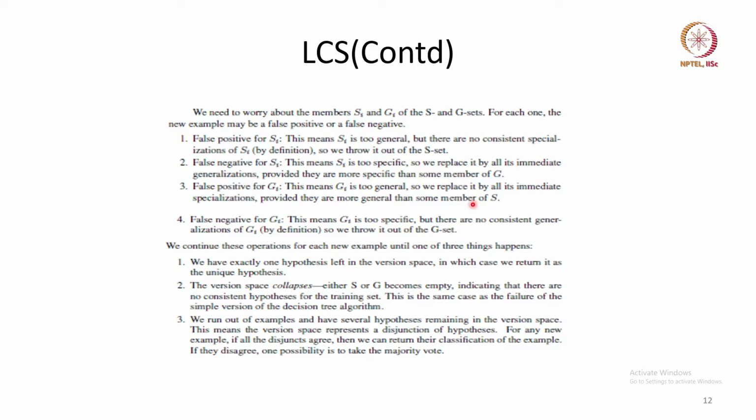So, what we do is, for every new example that you get, you check whether it's a false positive or false negative for every Si, and for every Gi, and take the action to update your S and G sets accordingly. If you keep doing this for every new example, then finally you will be left with one hypothesis, which will be the unique hypothesis which your data set will follow.